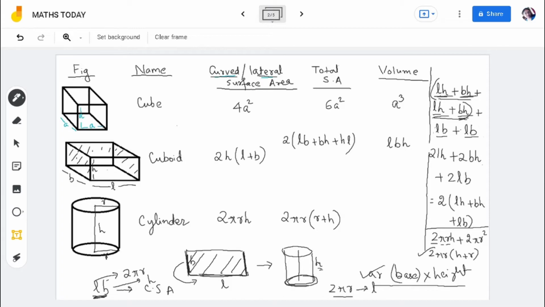Similarly, let's find out the volume also. Again, we have to use this concept. The area of the base is nothing but the area of the circle. So what is the area of the circle? The area of the circle is pi r square. And what is the height? The height is h. So here is the formula for finding the volume. Let's write down pi r square h is the volume of this cylinder.